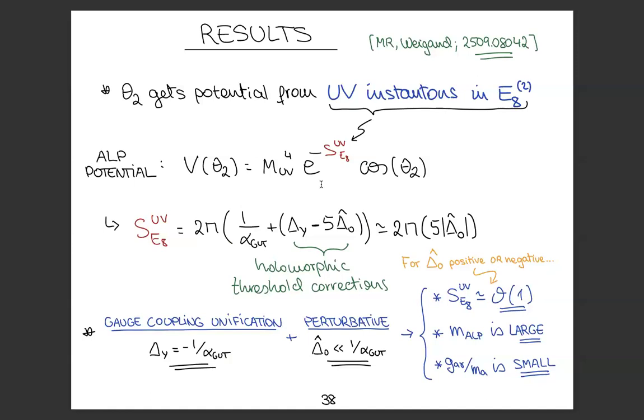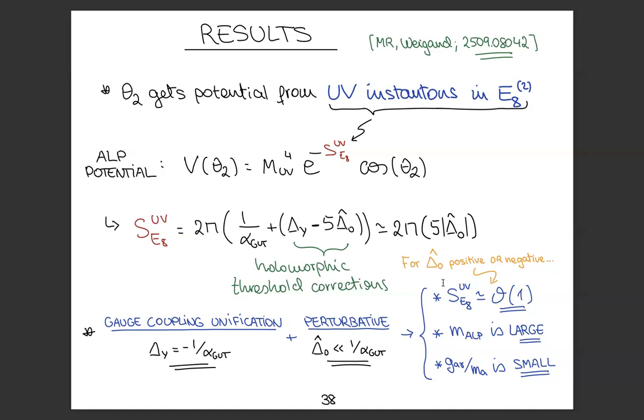The nice thing is that this framework allows you to compute the UV instanton action as a function of the threshold corrections and the tree-level contribution to the gauge coupling. So what we find is that imposing that we get the right values for the IR gauge couplings, plus we remain in the perturbative regime where this threshold correction delta hat 0 is much smaller than the tree-level contribution, then what you find is that the UV instanton action is order 1.